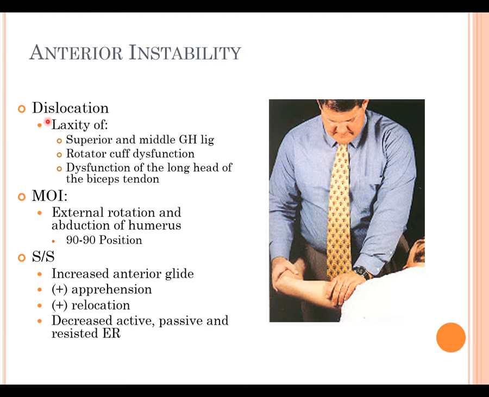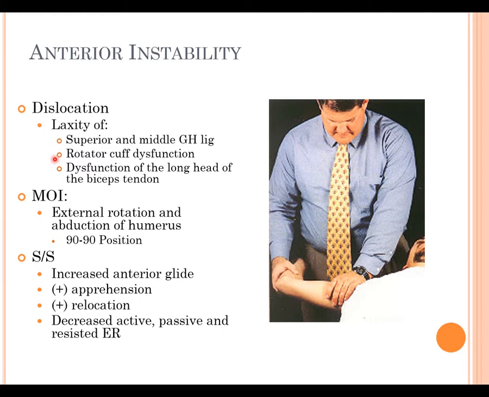So when we do dislocate, we're going to come anteriorly, and generally we're going to come through the superior and middle glenohumeral ligaments. If you remember, those are part of the capsule, so we actually stretch out these ligaments when we stretch out the anterior capsule.